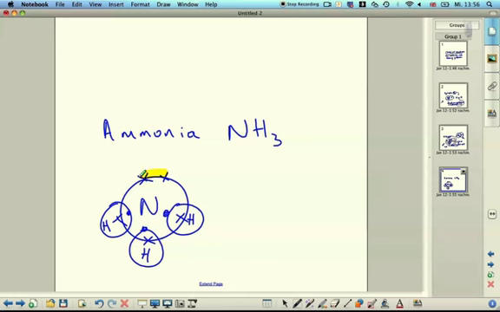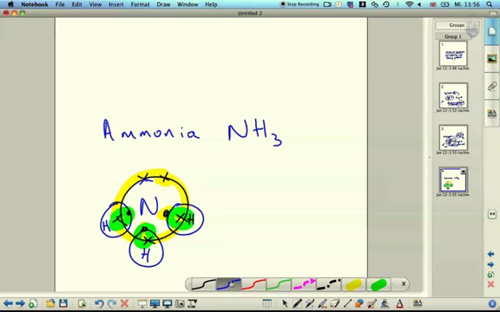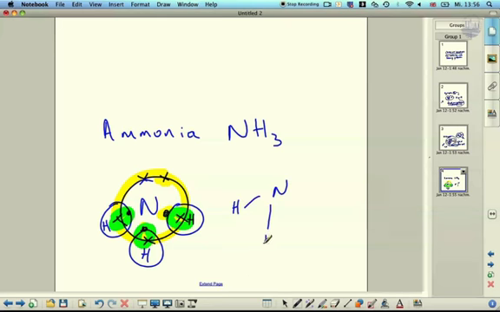the nitrogen, you have 1, 2, 3, 4, 5, 6, 7, 8 electrons. And round about the hydrogens, each hydrogen has 2. So they're both happy, because remember, hydrogen, the first shell only contains 2. All right. So it looks like this. One, two, three bonds. All right.